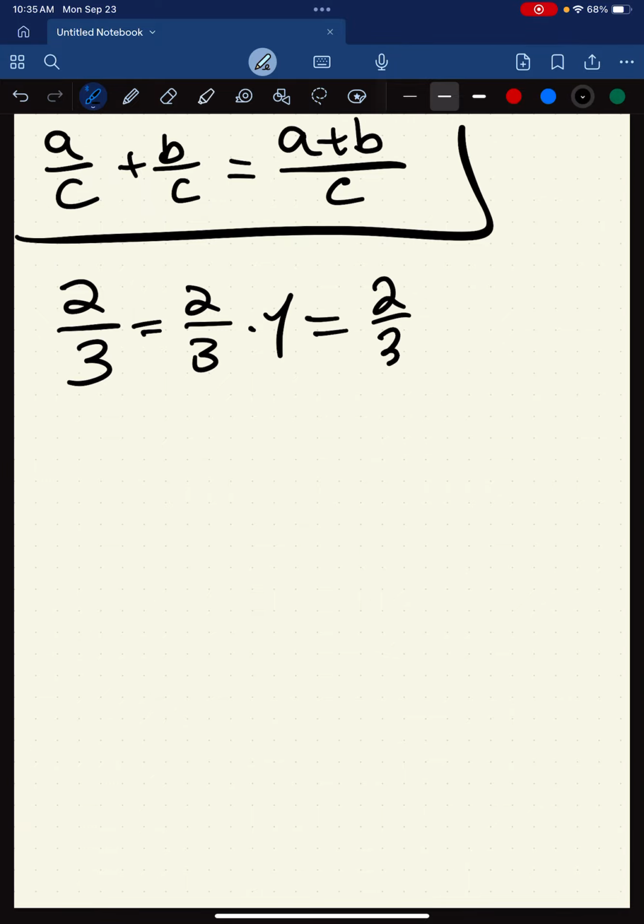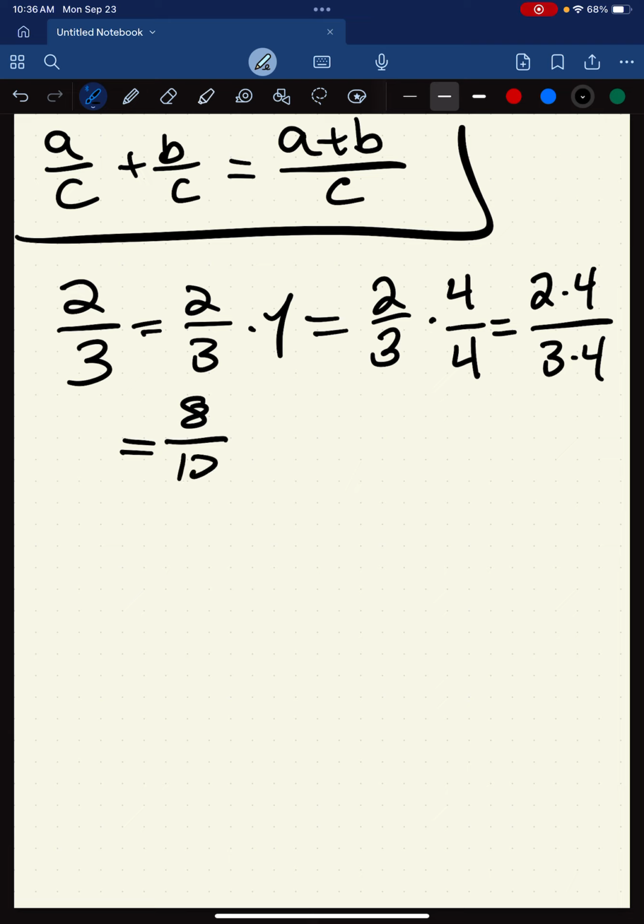Now, if we rewrite 1 in a different way, let's say we rewrite it as 4 over 4, we again haven't changed anything because we're still just multiplying 2/3 by 1. And we know how to multiply fractions. Multiply the top, multiply the bottom. We'll get 2 times 4 is 8 on top, 3 times 4 is 12 on bottom. So what we have is a string of equalities, which basically tells us that 2/3 is equal to 8 over 12. Right, and we've seen this in reverse. We went from 8/12 to 2/3, reducing or simplifying.